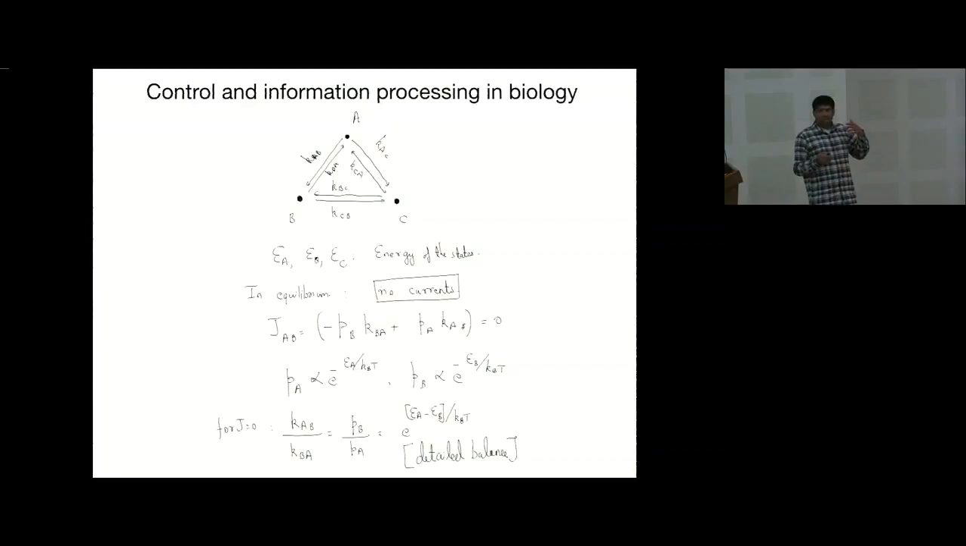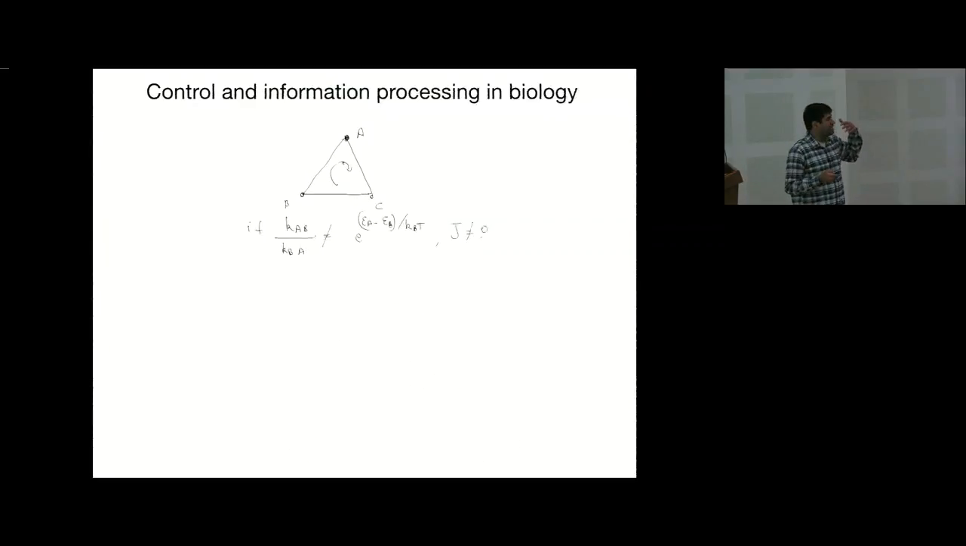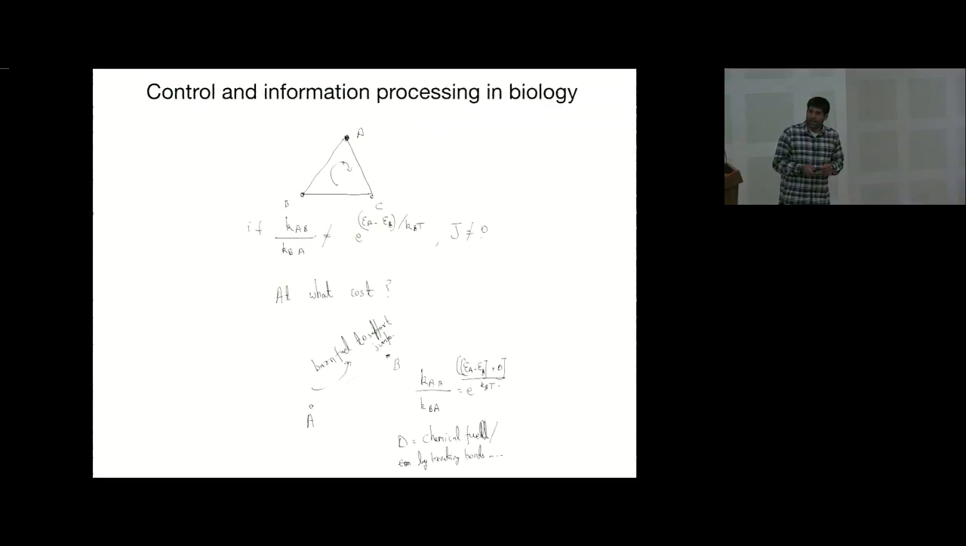Now, what happens if I have a system that has a current? What happens if I have a system in which the system circulates between these three states? For some time it's in state A, then it goes to state B, and then it goes to state C, and so on. If I have a system that has a current, clearly this condition can't be satisfied, because this condition implies that J is equal to 0. So if J is not equal to 0, the ratio of these rates is no longer equal to the exponential of the energy difference between those two states. So detailed balance is violated.